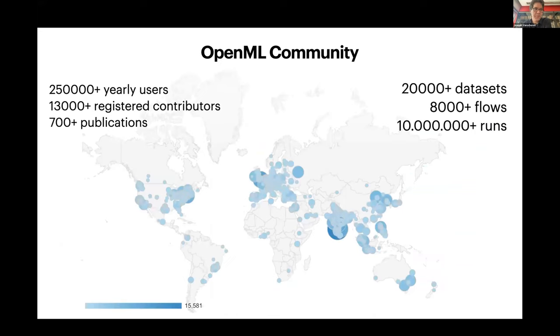Okay, so as a community, we have about 250,000 people who regularly use at least the OpenML website and APIs. We have about 30,000 people who are registered. So OpenML is completely open. You don't need to register for anything if you download things. Only if you upload things, you need an account, of course. We're also used in over 700 machine learning papers. We have about 20,000 data sets, 8,000 machine learning pipelines, and about 10 million runs.